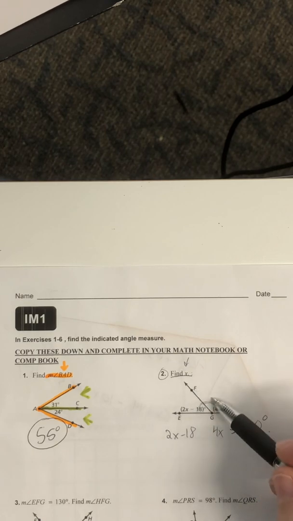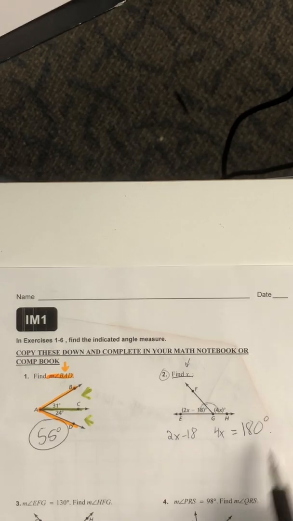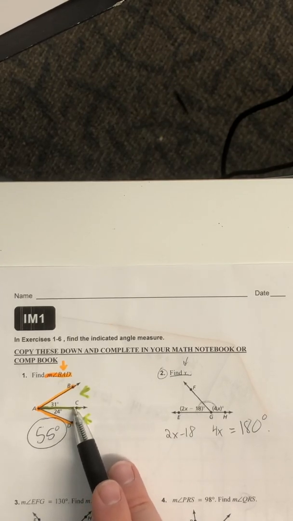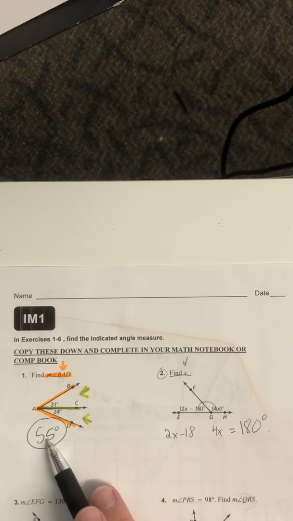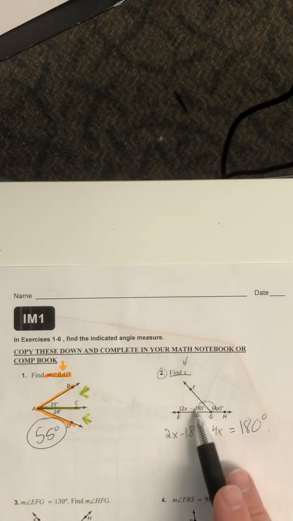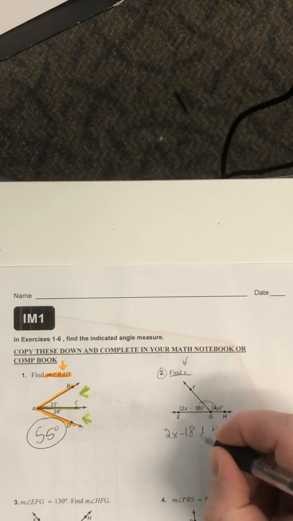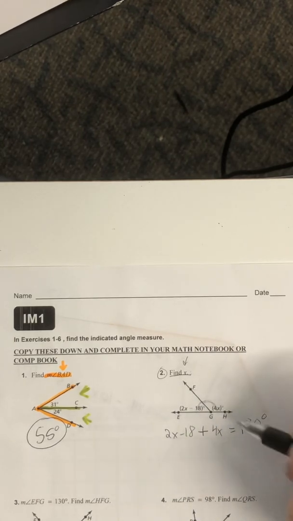We have 2 smaller angles that equal 180 degrees. Well, look, what do we do in number 1? We took the 2 smaller angles, added them together to find the bigger angle. Well, here we're just working in reverse. One of our smaller angles is 2x minus 18. If we add it to 4x, we know that it's going to equal 180 degrees because that's our straight angle.